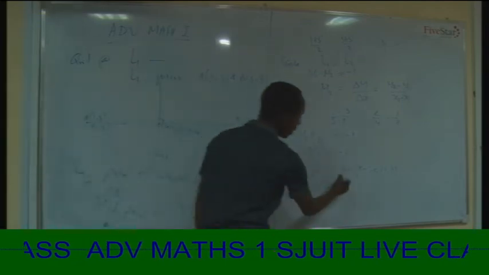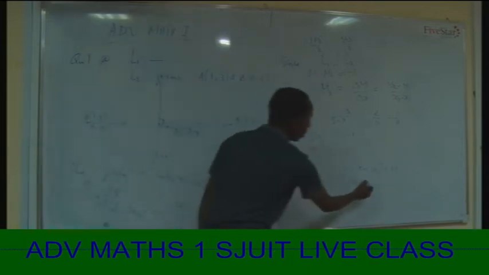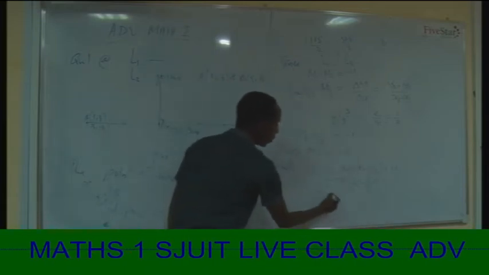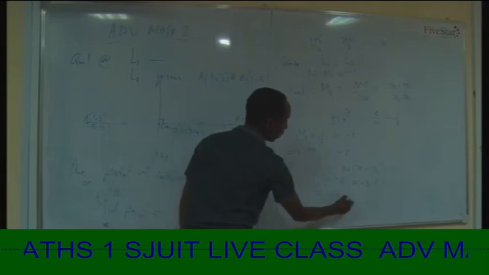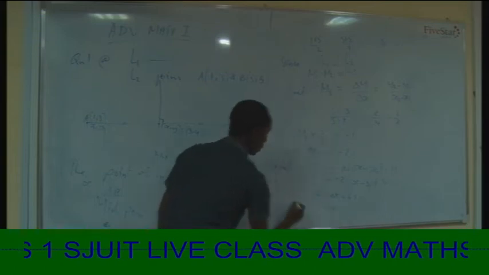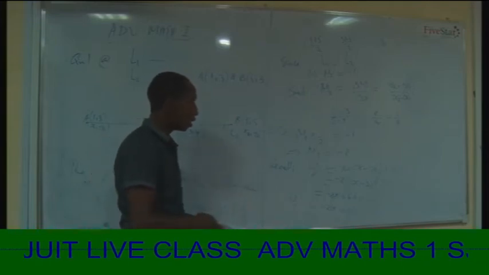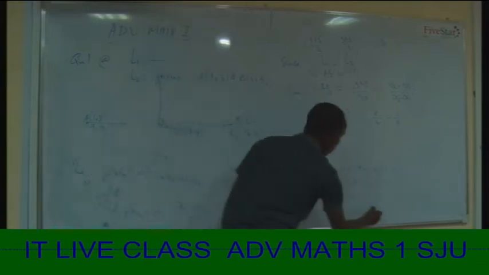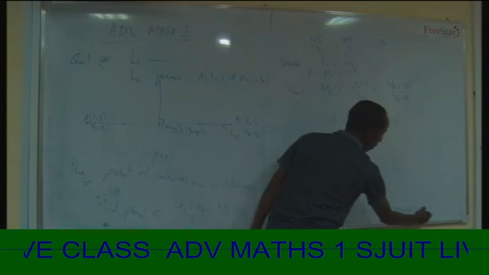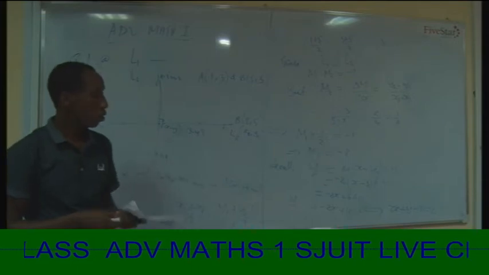So this will be the gradient, which is negative 2, times x minus x1, which is now 3, plus y1, which is now 4. This will be equal to negative 2x plus 6 plus 4. And finally, we have negative 2x plus 10, which is equal to y, the required equation of a line. Of course, we can write this equation in different forms. This is just the same as writing 2x plus y minus 10 equals 0. We can write it in that form or in this general form, all mean the same thing.